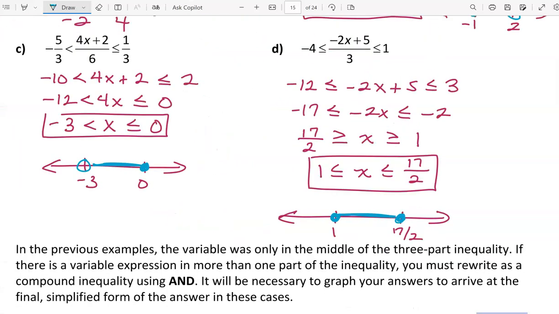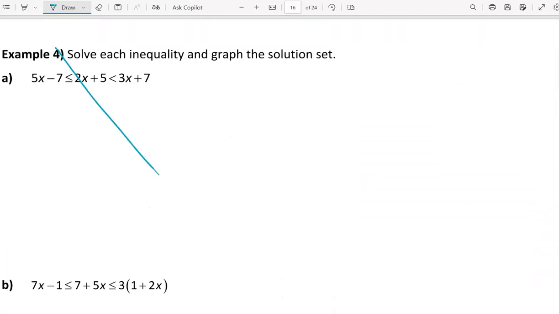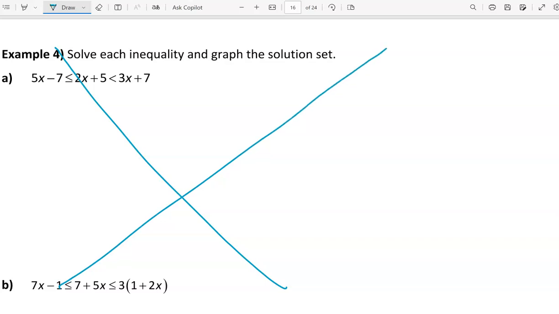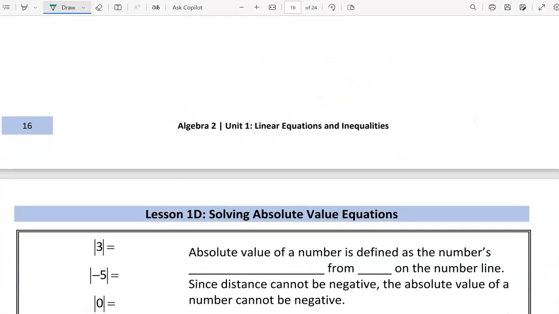All right, what you should know is that we are skipping example 4. These problems created more confusion than they were worth last year, and so we will not be covering those this year. And that's it for the lesson.